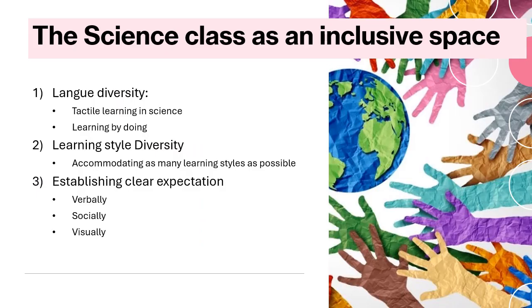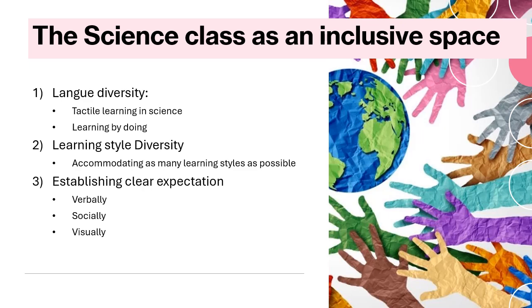Inclusivity in science. 1. Language diversity. It is important to take into account that not every learner will be fully proficient in English. Providing them with a tactile experiment and encouraging learning by doing will ensure that they will understand the content with little need for language. 2. Accommodating learning style diversity. A socially interactive, tactile, visual, self-driven experiment accommodates many learning styles. 3. The importance of establishing clear expectations.